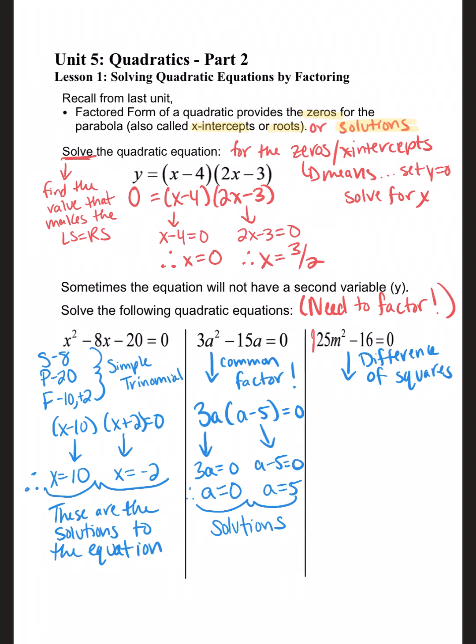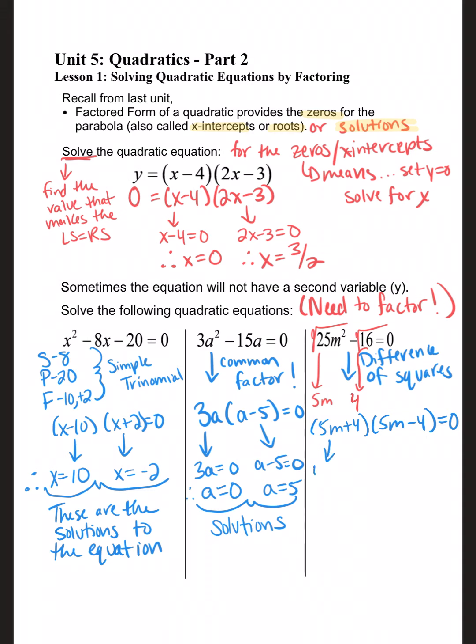So if we take the square root of 25m squared and the square root of 16, the square root of 25m squared is 5m, and the square root of 16 is 4. So when we factor that, we're going to get 5m plus 4, and we'll have 5m minus 4 equals 0.